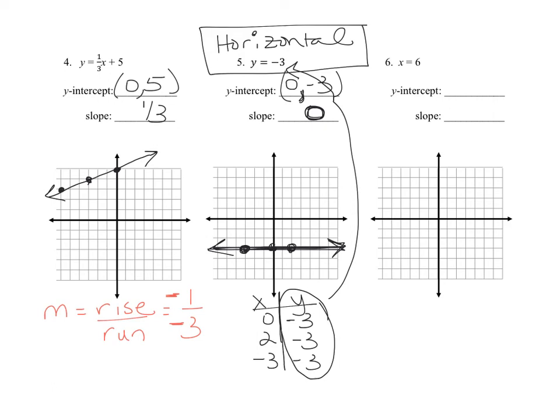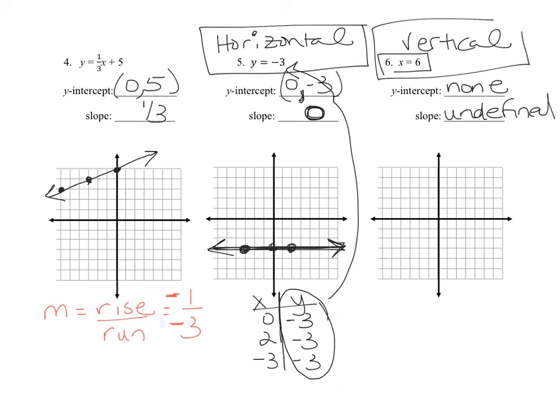Which hopefully now you're clueing in on the next one, x equals 6, right? This is not in slope-intercept form. It's not in y equals mx plus b form. So this one has no y-intercept. And it also means that this is going to have an undefined slope. So this is when you just have to start learning to recognize: x equals 6 is a vertical line. If it's x equals a number, that means that 6 right there is your x-intercept. So rather than a y-intercept, we have an x-intercept here.